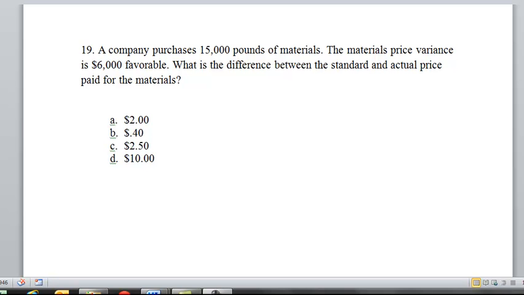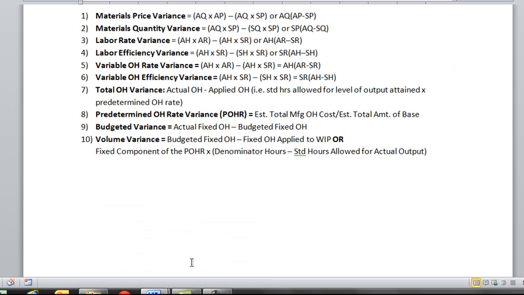This video will walk you through typical calculations for variance analysis. A company purchases 15,000 pounds of materials. The materials price variance is 6,000 favorable. What is the difference between the standard and actual price paid for the materials? So, first thing we want to do is write the material price variance formula. Going to our trusty formula sheet, material price variance: actual quantity purchased times the difference of price.